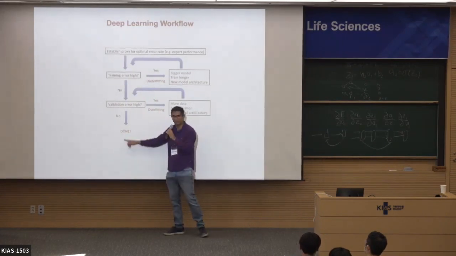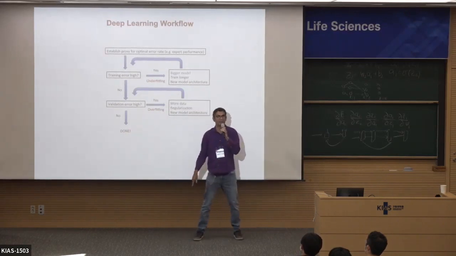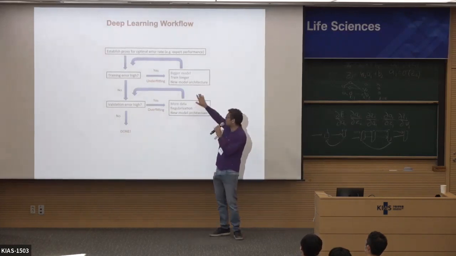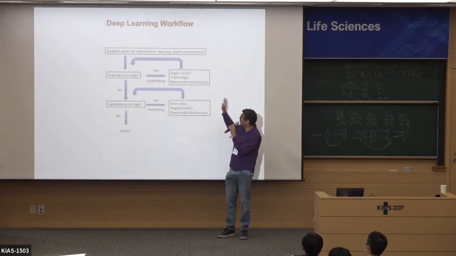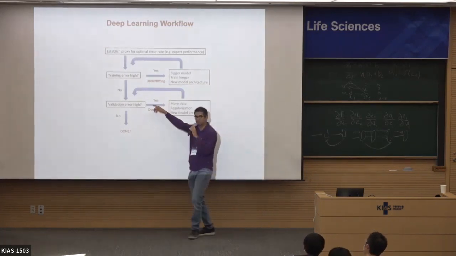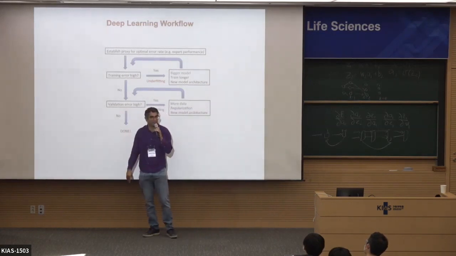And then if that's done, then you're done, right? That's basically the workflow. And often you have to tune so many hyperparameters, right? Each of these errors is actually training lots and lots of models with different hyperparameters, changing stuff around. And that's why it gets so computationally expensive.